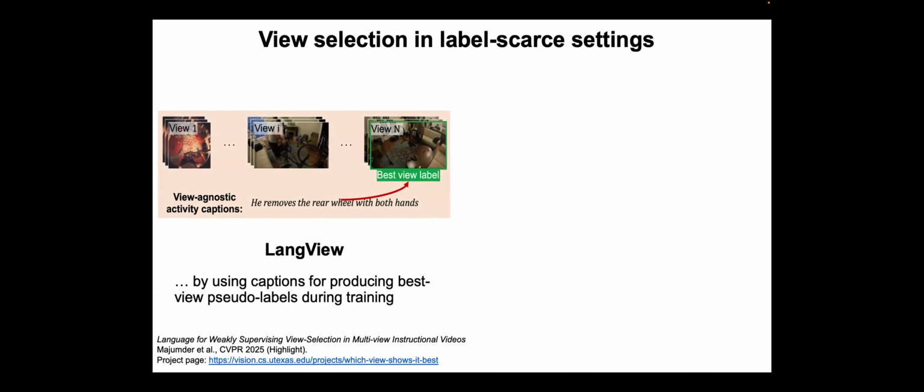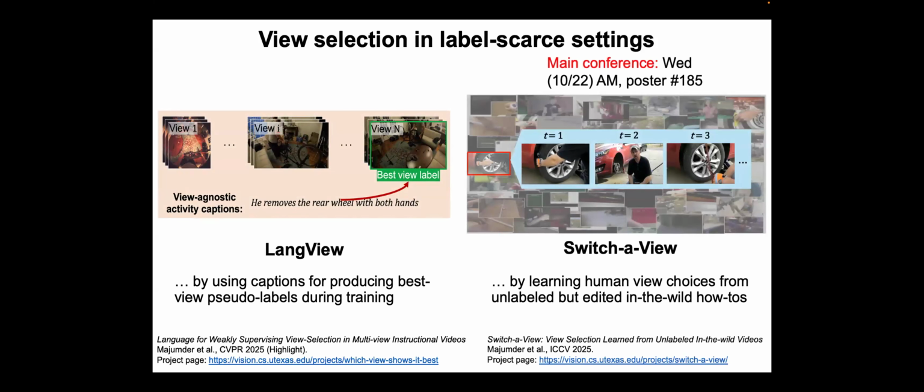Our first model is called LangView. In this method, we use the view-agnostic activity caption, or in other words, narrations, to provide weak supervision during our view selector training. Our second method is called SwitcherView. In this model, the key idea is to infer human view choice patterns from unlabeled but edited in-the-wild how-to videos, like videos on YouTube, which are available at a very large scale on the internet.